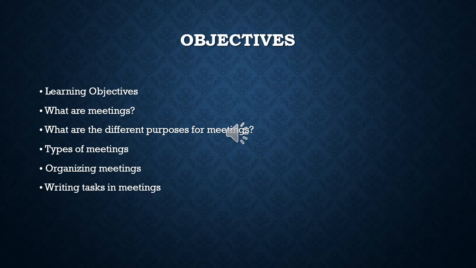So the objectives of this lecture are that we're going to study what meetings are, that is the definitions of meetings, and what the different purposes of meetings are, because meetings are conducted for different purposes. How many types of meetings are there? Though we cannot name all the types here, the important ones would be mentioned.